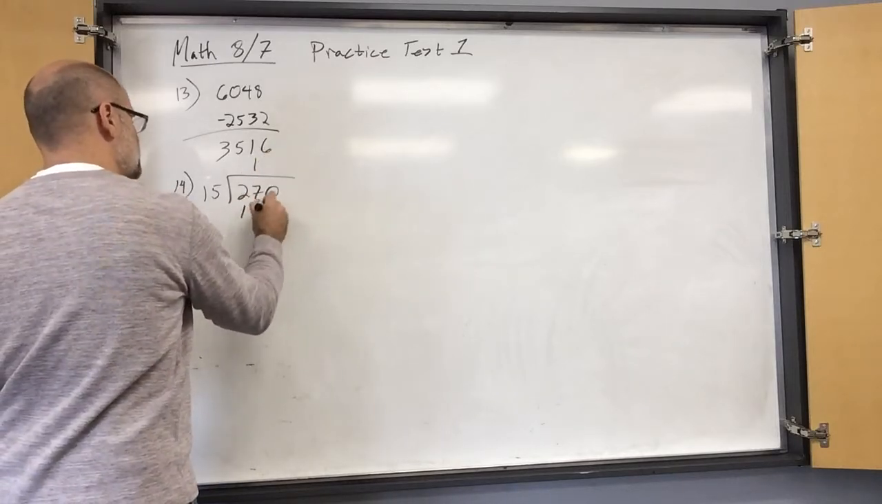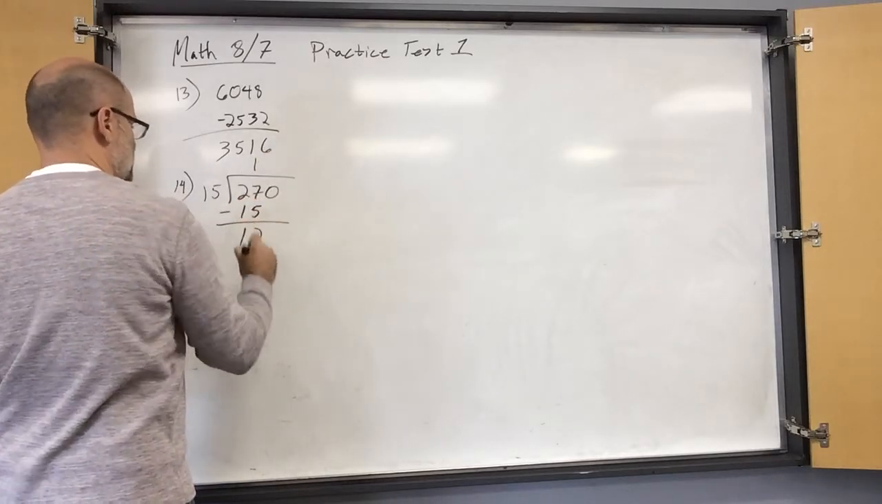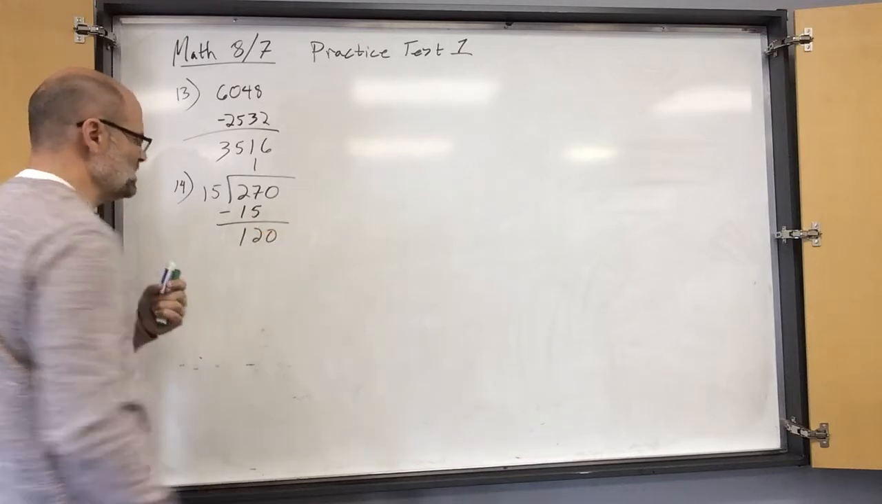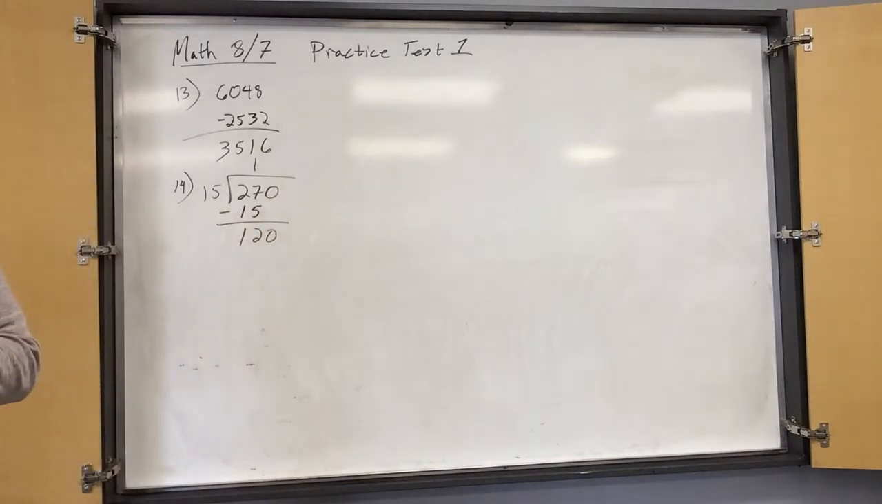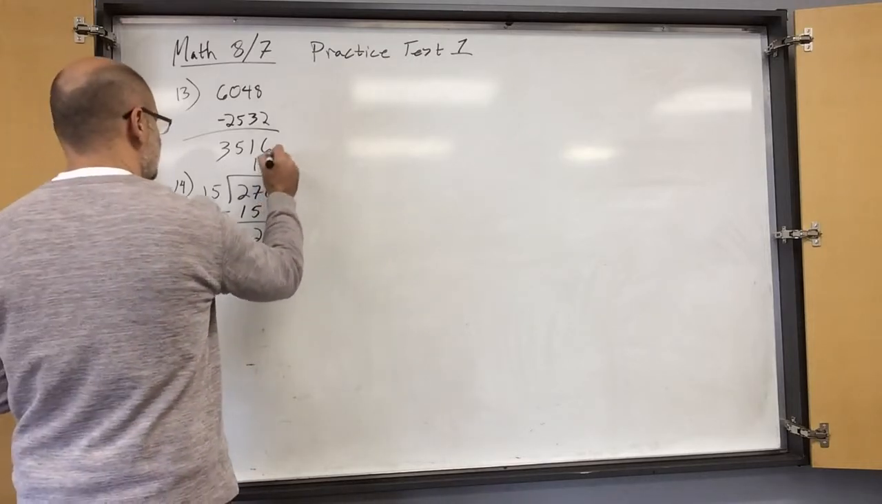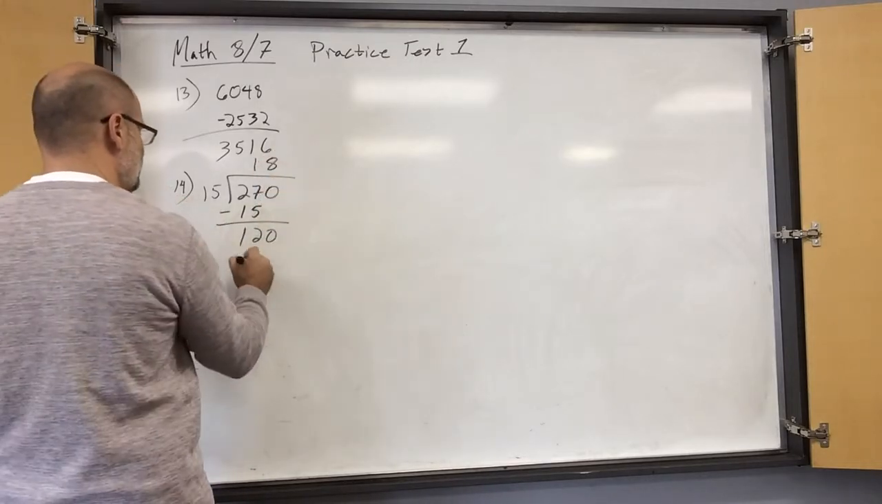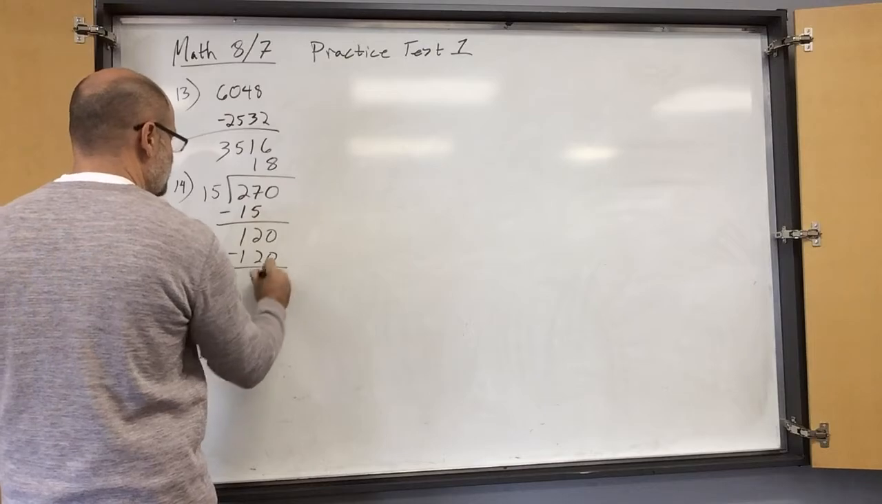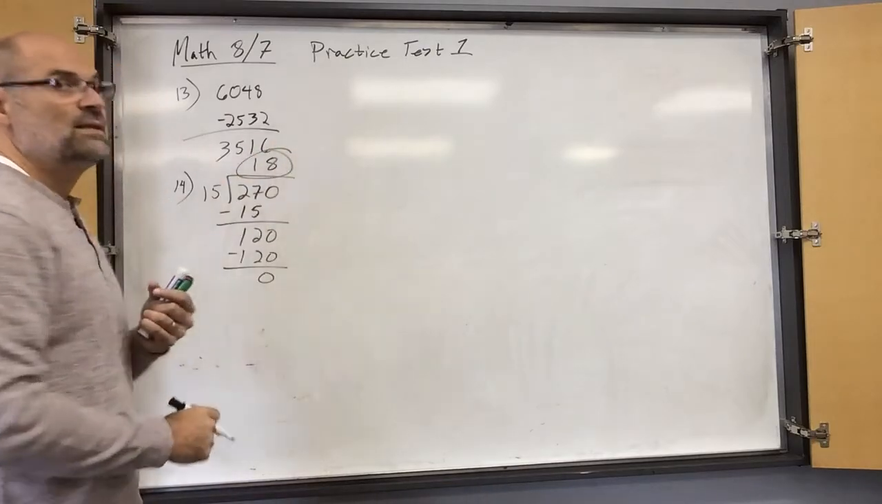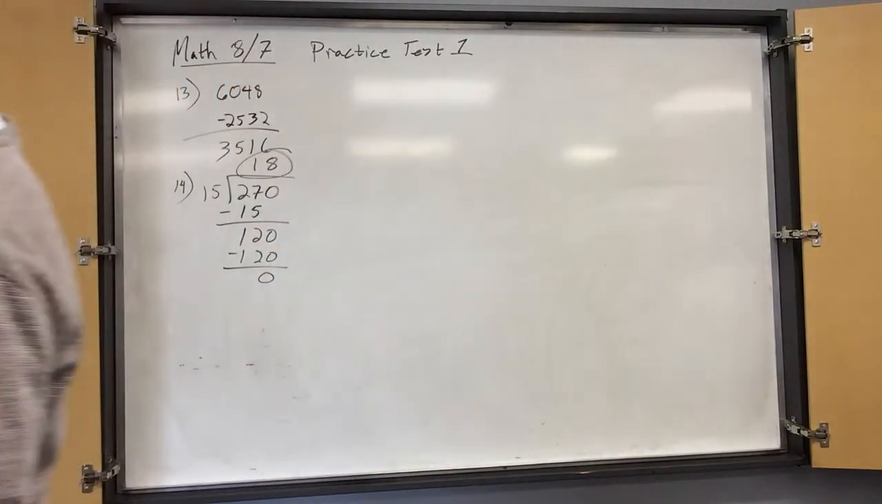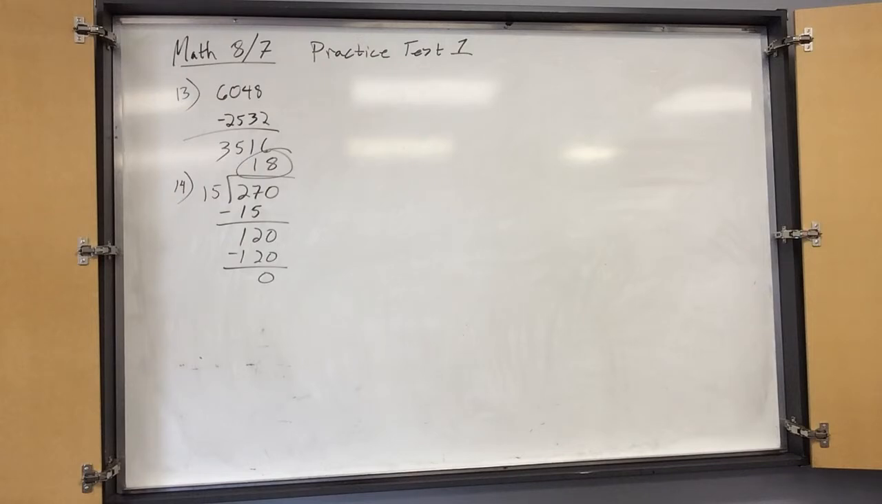Multiply. Subtract. Bring down the next digit. How many times does 15 go into 120? Do you know? 8 times. All right, good job. 8 times 15 is 120 exactly. No remainder. You're good to go. Boom. Let's make sure it makes sense. 15 times 18 is 270.